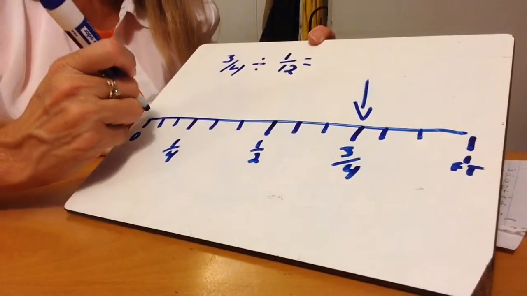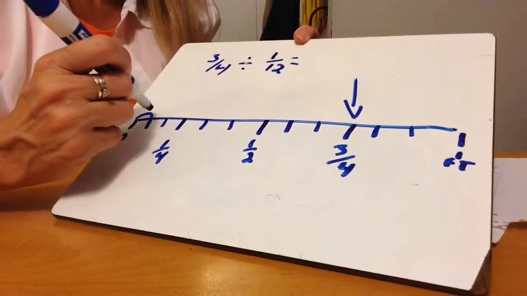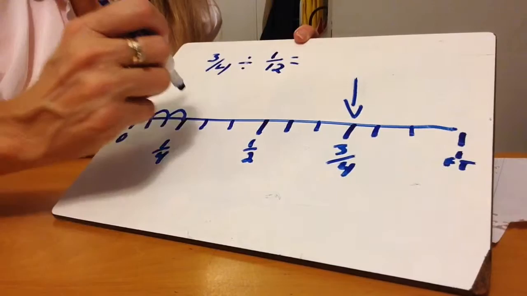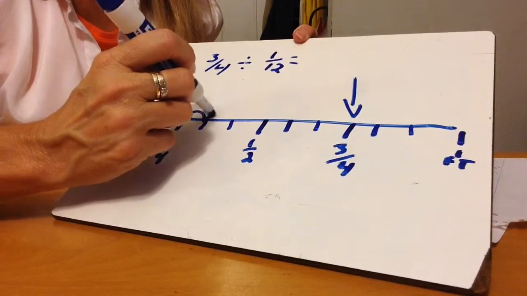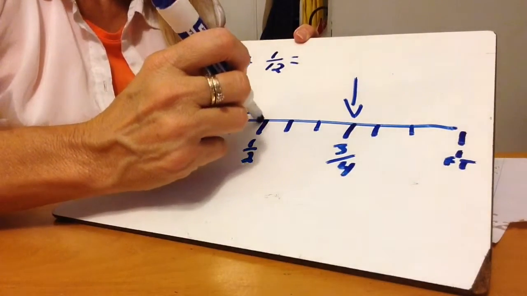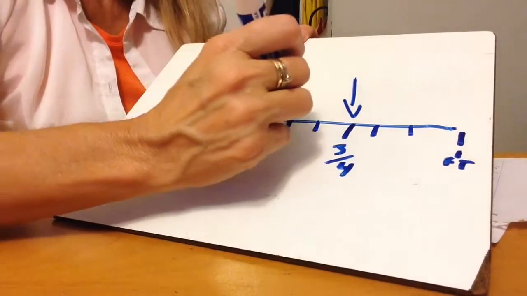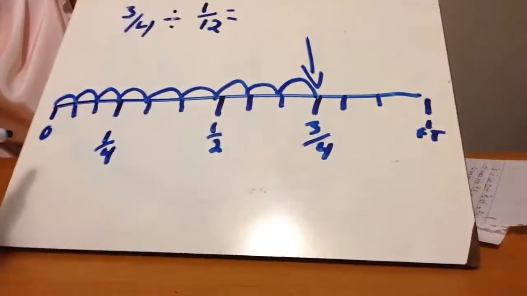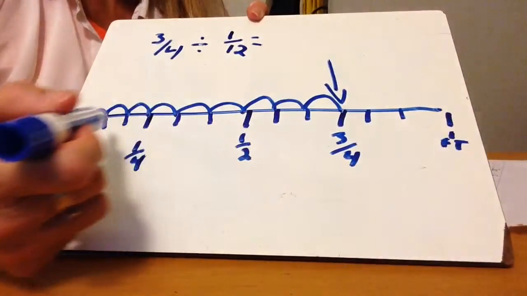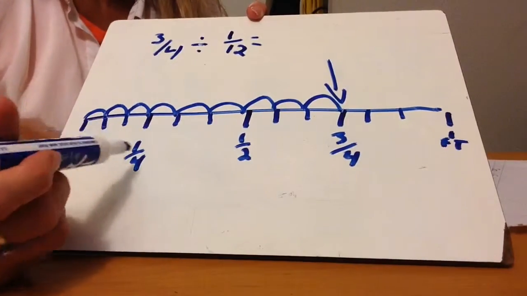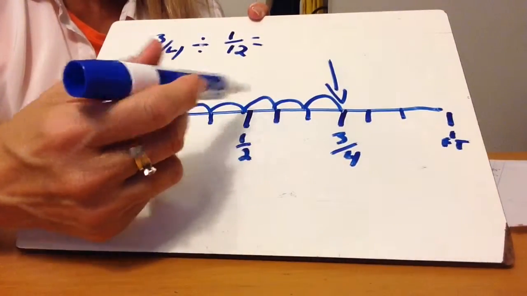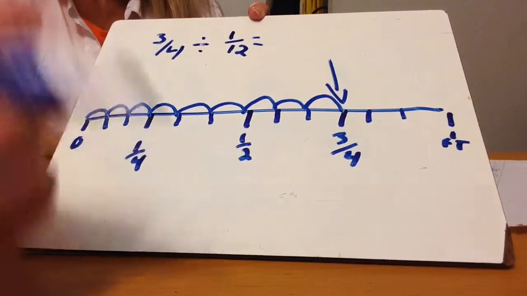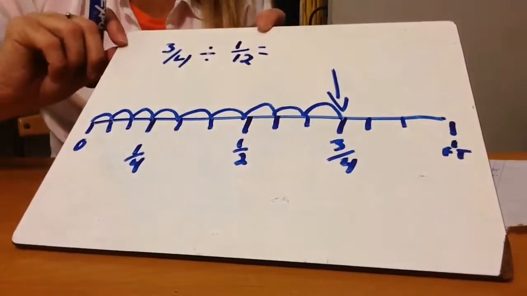So we're going to count. Here's 1, 2, 3, 4, 5, 6, 7, 8, 9. So according to this, we will have 9 pieces of wood that are 1/12 of a foot long. And we can try to figure this out another way.